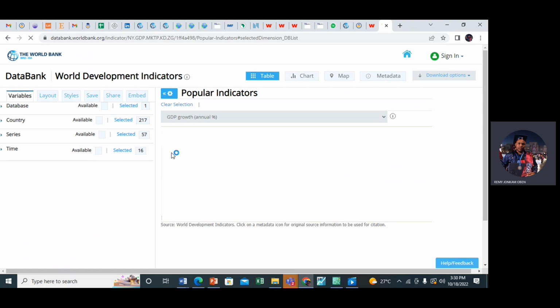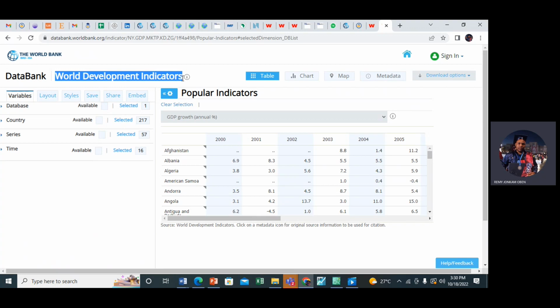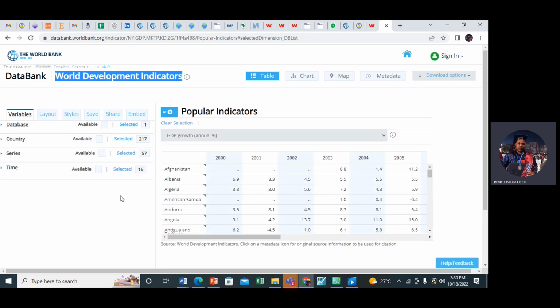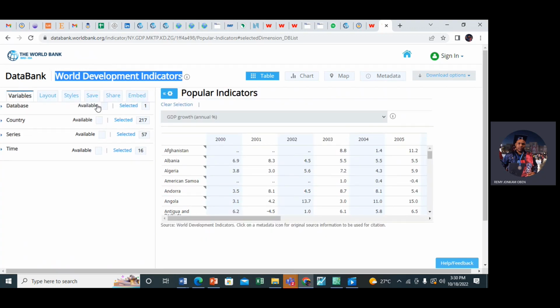Anyway, no need to show you Database, but just know that in World Bank there are many databases. One of the databases is known as World Development Indicators, WDI, right? So you discover that it shows year available, year selected. Selected one means we have selected one database, and you will see the name here. Whenever you choose a database, the name shows here. So World Development Indicators is the database that we mostly use.